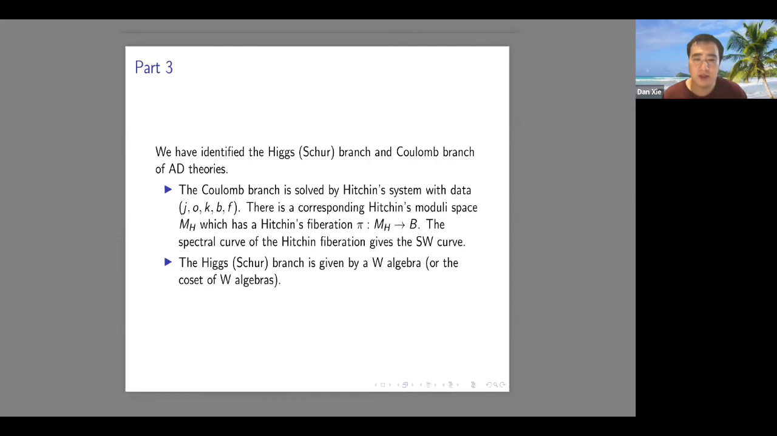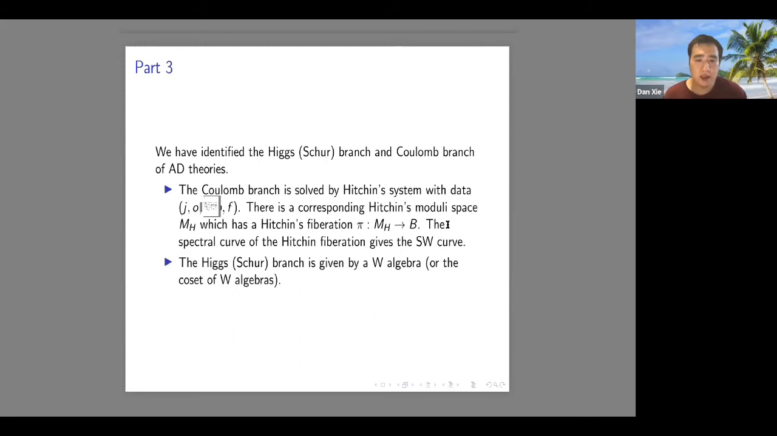So we have this Lie algebra data, and also we have an associated Hitchin system. And there's a corresponding Hitchin moduli space, which has a Hitchin fibration. And the base of the Hitchin fibration is identified with the Coulomb branch of the 4D theory. And the spectral curve of the Hitchin fibration gives the Seiberg-Witten curve. So the Coulomb branch of our theory is elegantly solved by the Hitchin system.